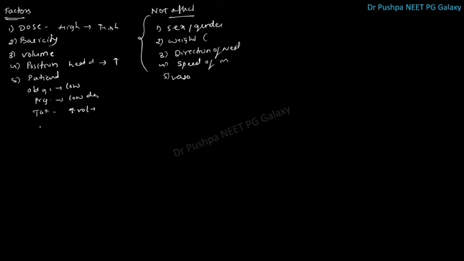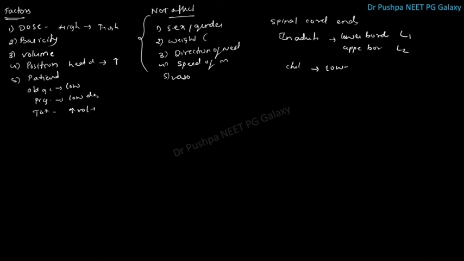What is spinal anesthesia? We inject the anesthetic material into the subarachnoid space. The spinal cord ends, in adults, at the level of the lower border of L1 or upper border of L2, whereas in children, it ends at the lower border of L2 and upper border of L3. So we inject the spinal anesthesia at the level of L2 to L3 or L5 to S1. At this level, we give spinal anesthesia.